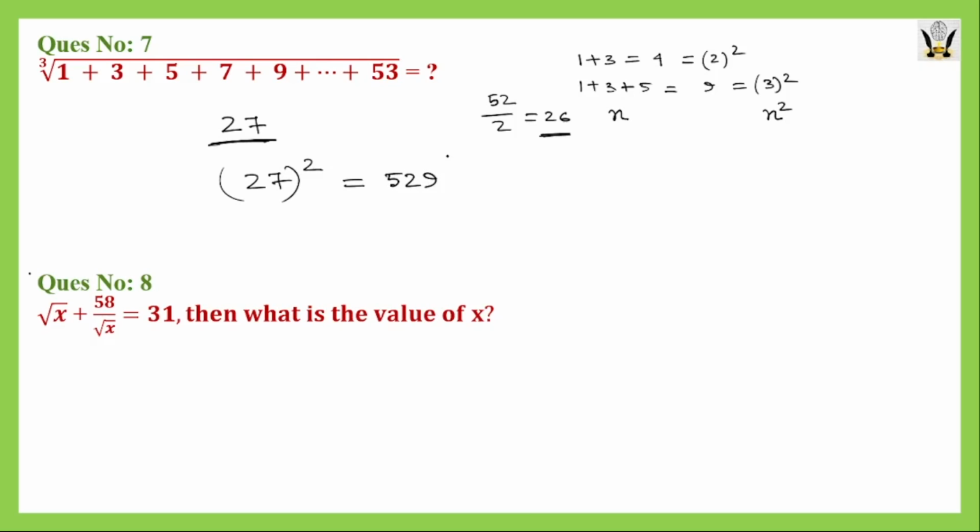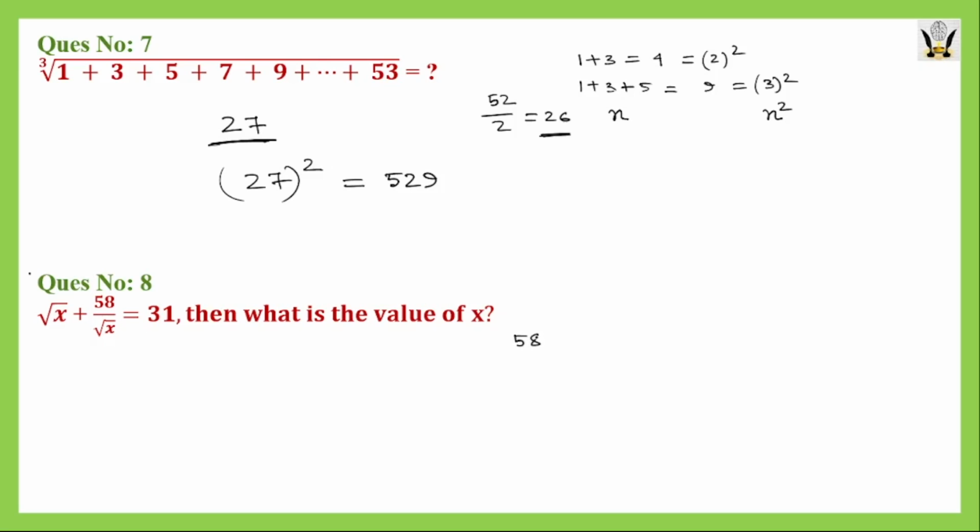Now the next sum and the last sum of this class: root x plus 58 by root x is equal to 31. Then what is the value of x? Now this type of problem we will simplify by using this trick. Here root x plus 58 by root x is 31. That means the result of this addition is an integer. So basically we will be adding two integer values to get the final integer. So root x is an integer, and 58 divided by root x is also an integer.